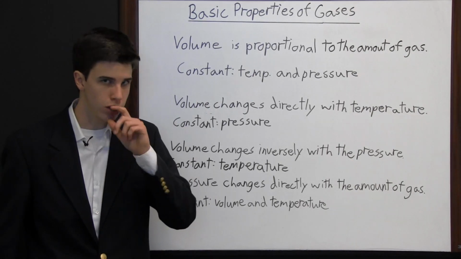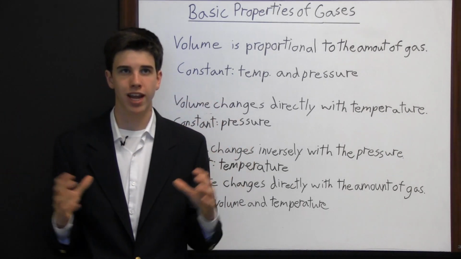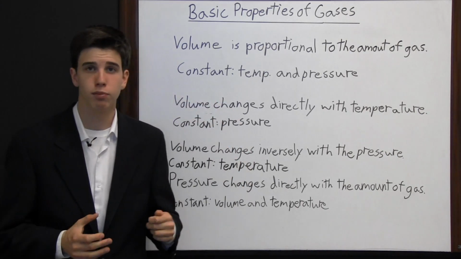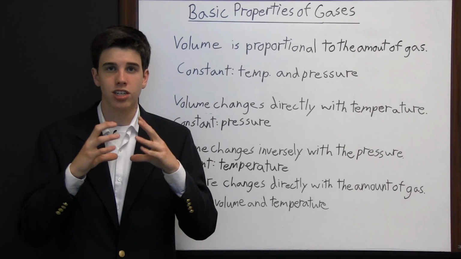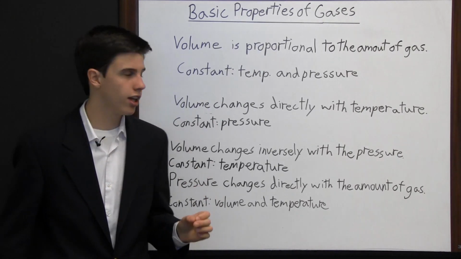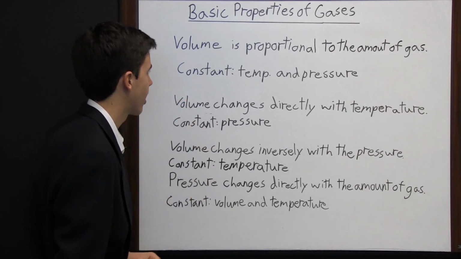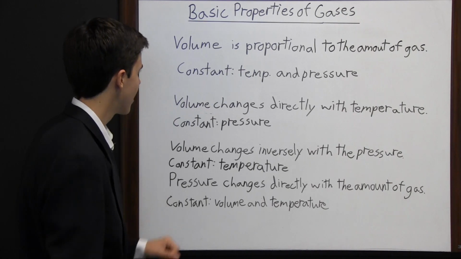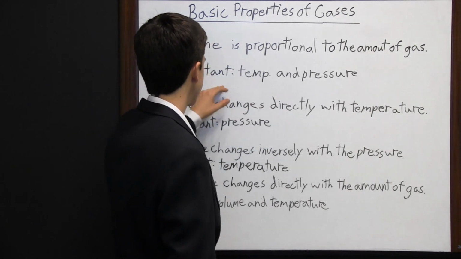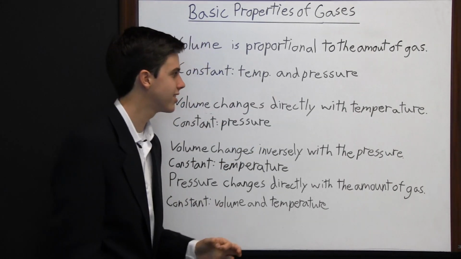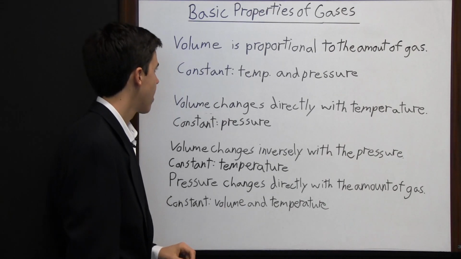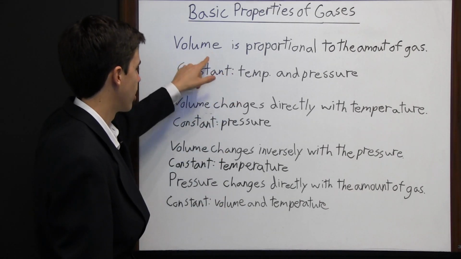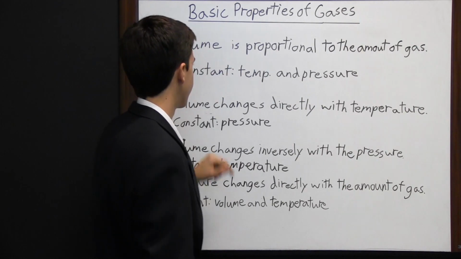Everyone knows when you blow air into a balloon, the balloon expands. And if you let air out of the balloon, then the balloon gets smaller. So volume is proportional to the amount of gas. Now, for this to be true, the temperature and the pressure have to be constant. And you may be wondering, why is that? Well, you'll see later that temperature affects the volume and the pressure affects the volume.